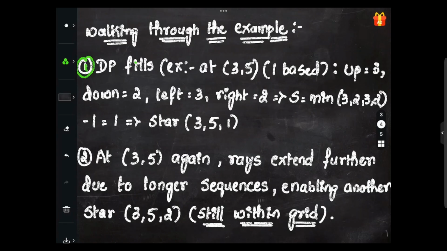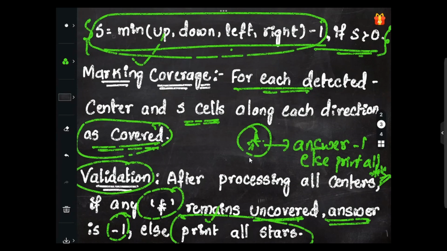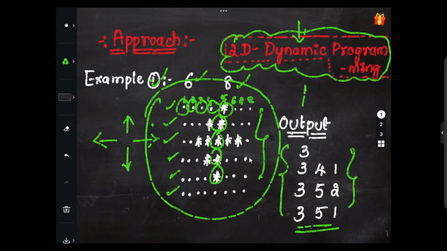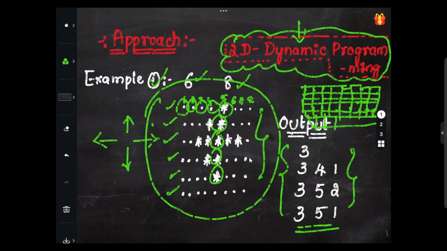So DP fills, see the example here, we have considered 3 comma 5. Just give me a second here. This one is represented in the form of a grid. Try to remember this one. Whatever we have written here: 1, 2, 3, 4, 5, 6, 7, 8. So this will actually be 6 into 8, right? So we are considering a 2D DP table here.